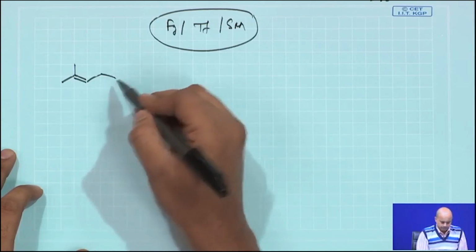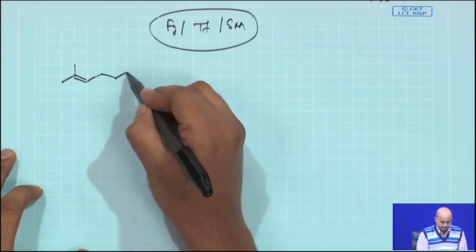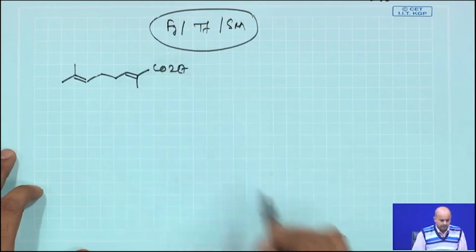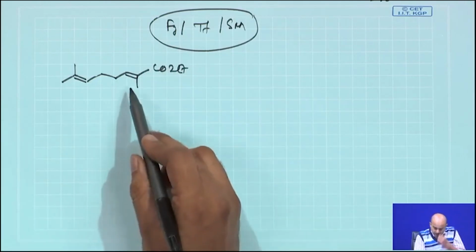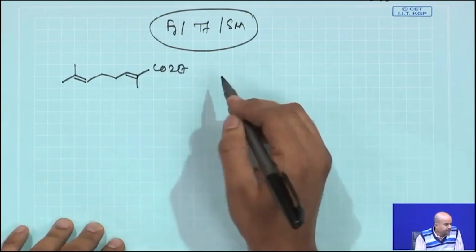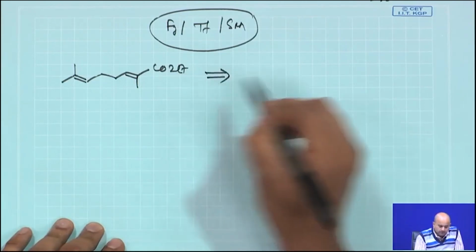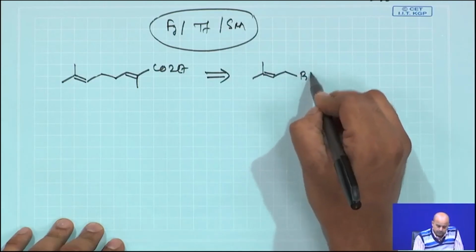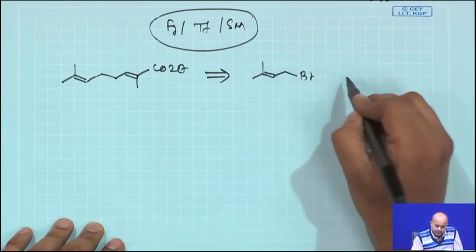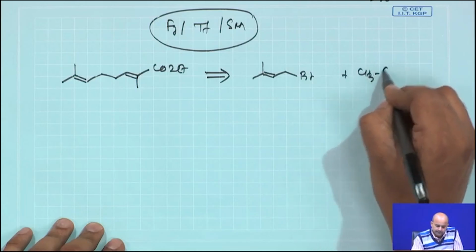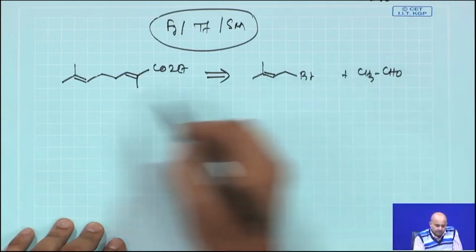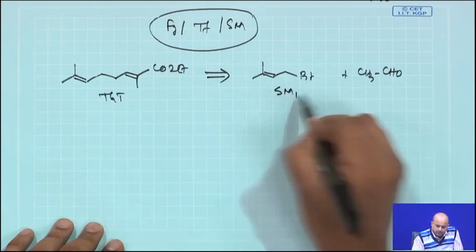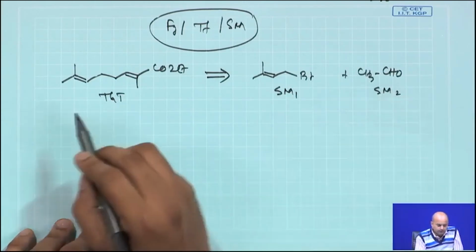The structure is this compound. If you see, it is an alpha beta unsaturated ester, and the starting material was given to you. You use this compound as well as acetaldehyde as a starting material. So, the target molecule is this, starting material 1 is this, starting material 2 is this.